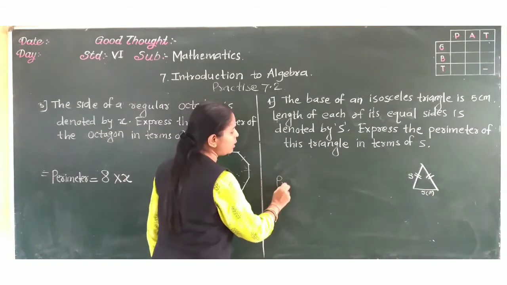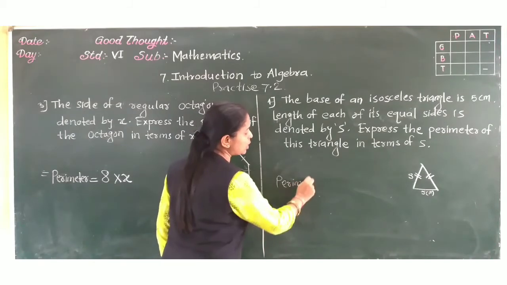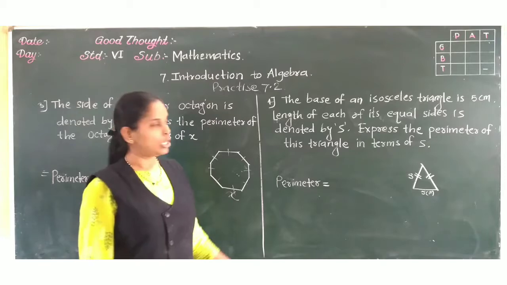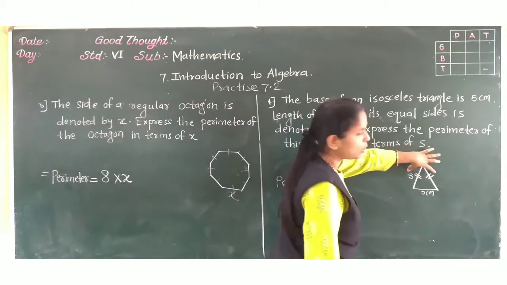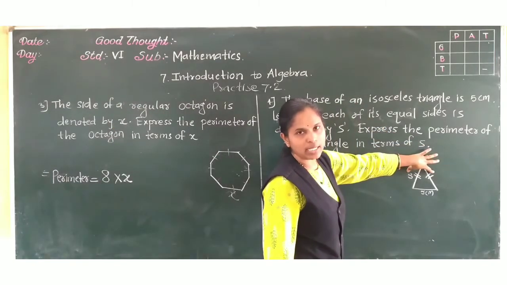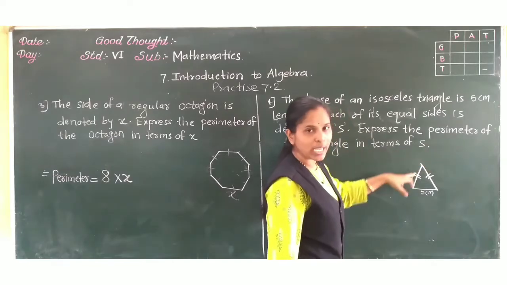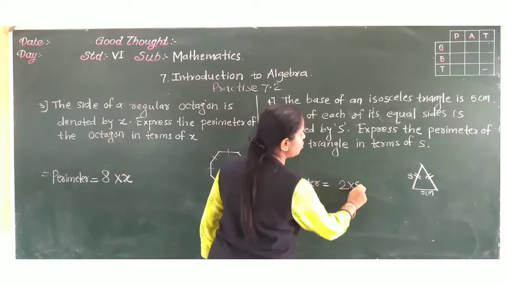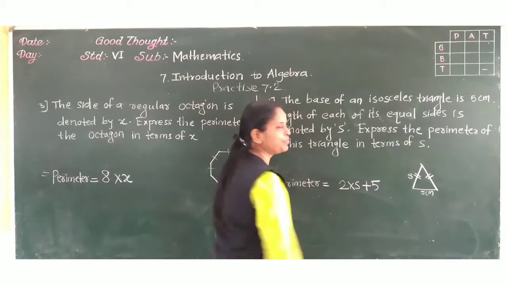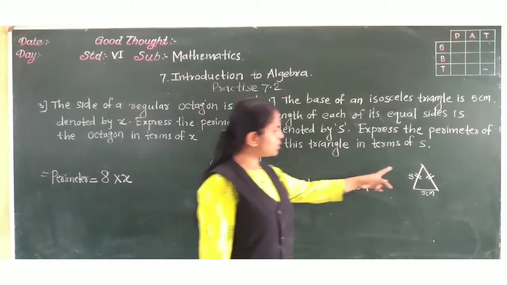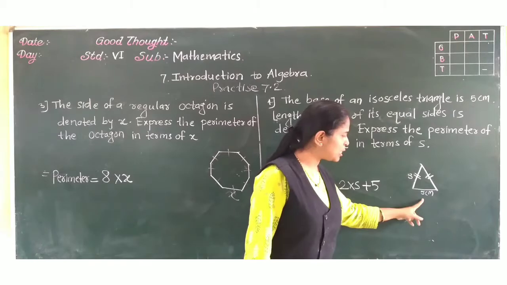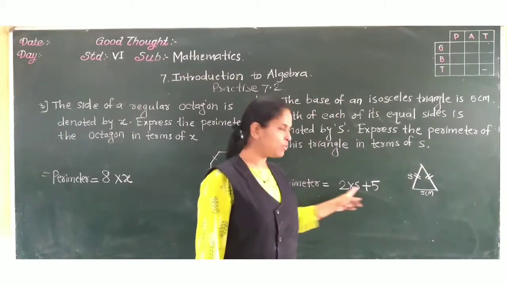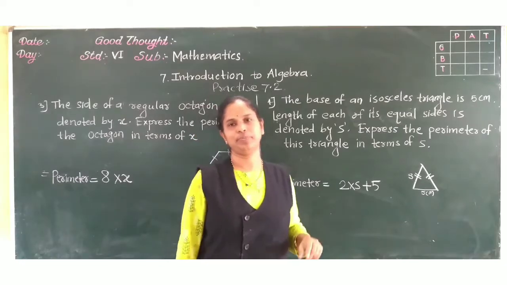Now, so what will be the perimeter of the isosceles triangle? It is again nothing but the addition of all the sides. So see here, these 2 times S, because S plus S is 2 times S, plus 5. 2 into S plus 5. So S plus S means 2 times S, plus 5. This will be the perimeter.